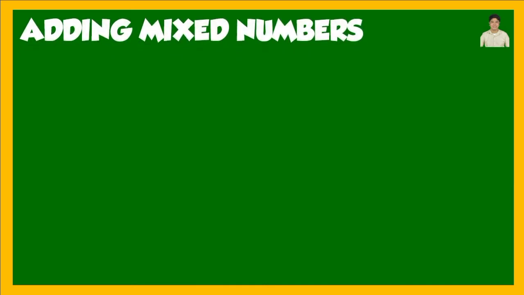So, let us now proceed to adding mixed numbers. So, let's have the example. So, add 6 and 2 over 15 plus 4 and 8 over 15. So, mixed numbers is a combination of a whole number and a proper fraction. So, whole number, ayan, nakikita nyo, 6 and 4. And then, yung mga proper fractions, 2 over 15 and 8 over 15. So, proper fractions kapag mas mababa yung numerator kesa sa denominator.